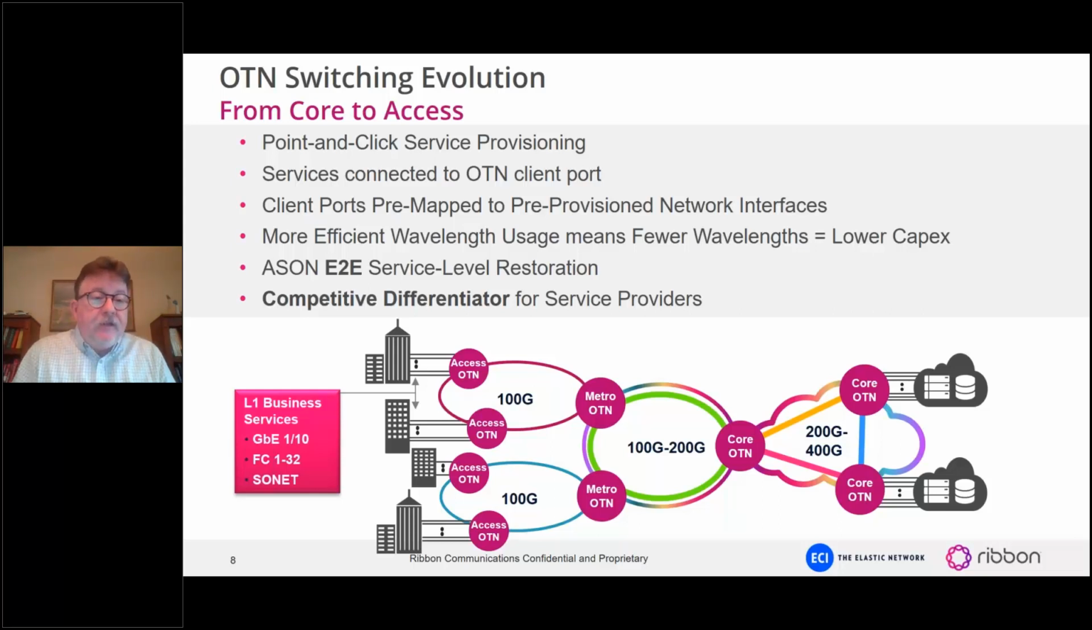I'm going to hit this one again, probably hit it again before we're done. Because I can mix and match all of my payloads, I can put SONET on the same wavelength as Ethernet, as the same wavelength as fiber channel, and so forth. That means I can more fully use or more fully pack my wavelengths out on the network. Fewer wavelengths means I have to buy fewer of those really expensive DWDM optics.